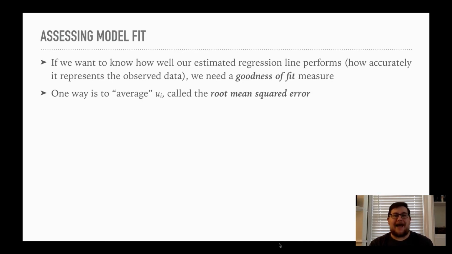One way is to average those errors, those individual error terms, U sub i. And this is called the root mean squared error. And it's called that because, hey, shocker, you square the error, you sum them up and divide it by n. So you take the mean of the errors, and then you take the square root. So guess what? It's the root mean squared error.